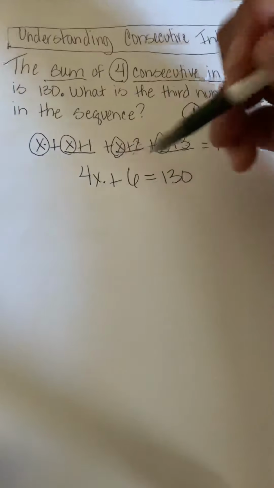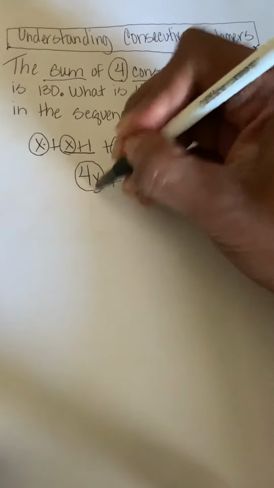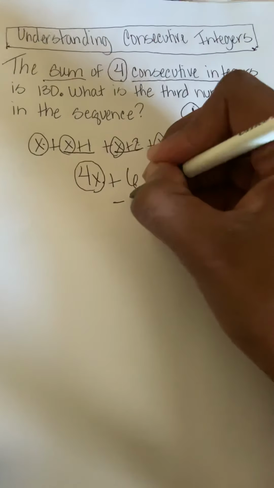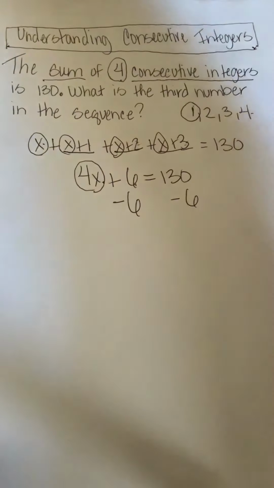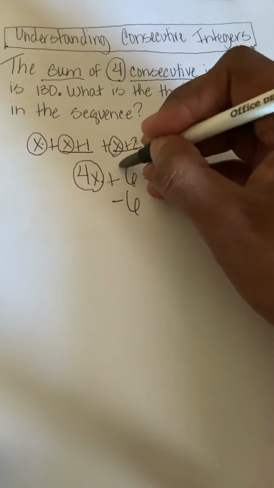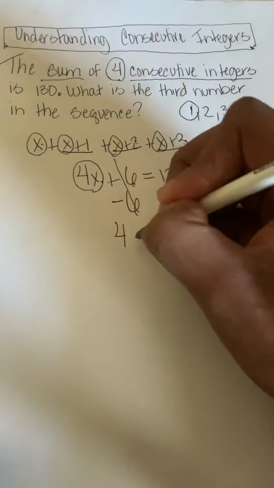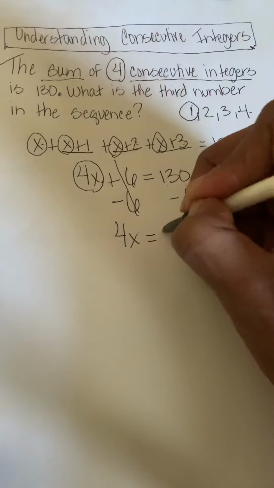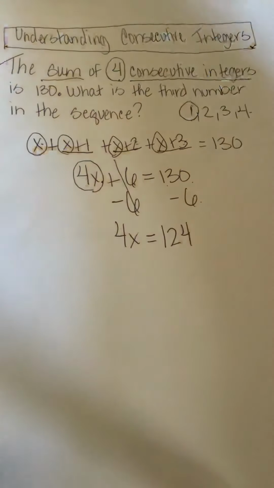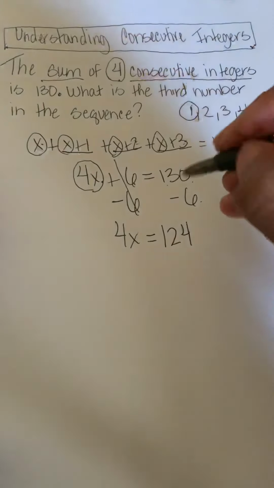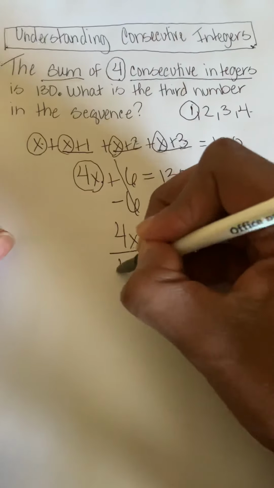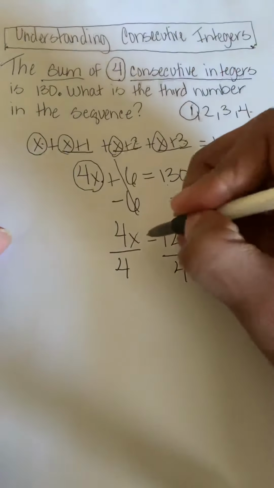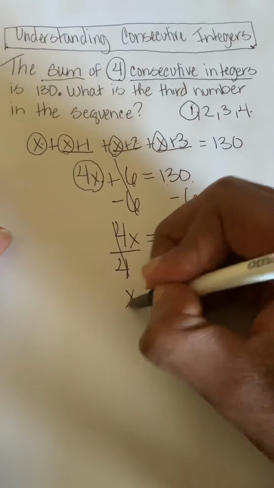So now, in order to get x by itself, I have to do the opposite of what's left. That's positive 6. So I'm going to take away 6 from both sides. On the left side, these cancel out, leaving me with 4x. On the right side, 130 minus 6, I'm left with 124. Now, in order to get x by itself, I need to divide both sides by 4. 4 divided by 4 is 1, or I can simply say x.